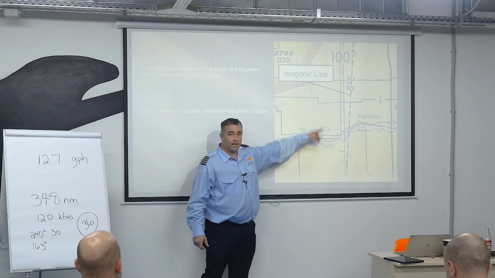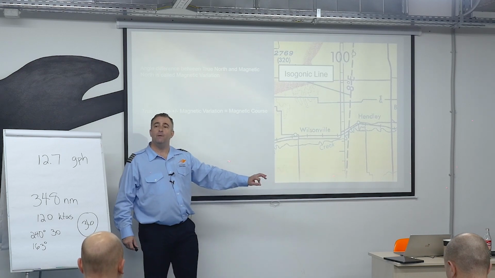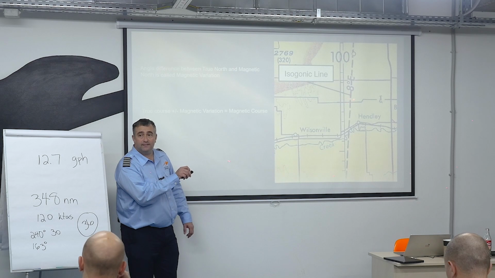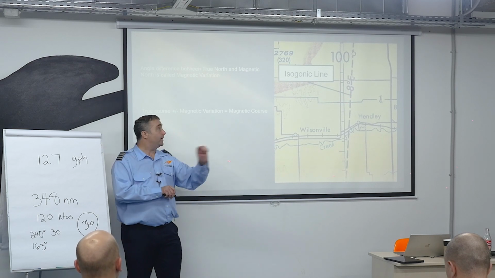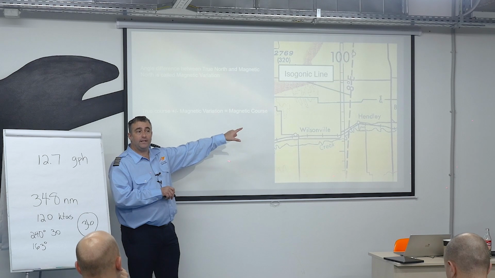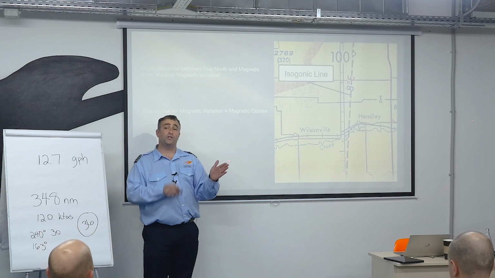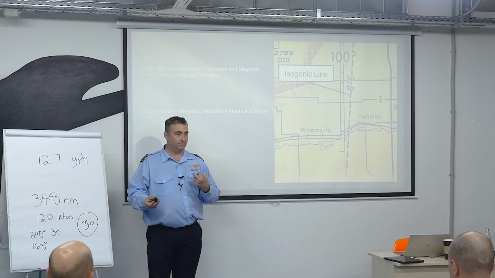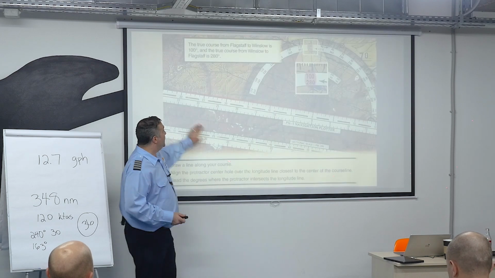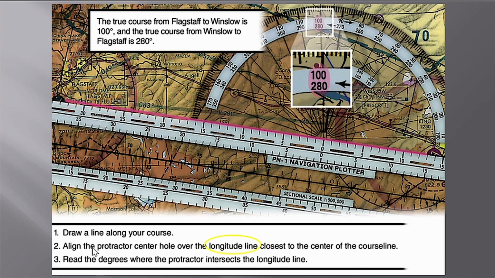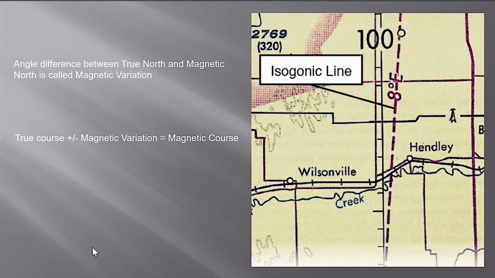So I got to use that isogonic line and I adjust. The memory aid is east is least, west is best. Follow me for a minute. If I have 8 degrees here, east is least means from true to magnetic, I subtract 8. So if my true course was 100 degrees, I would just subtract 8. So it would be 92 magnetic. That's the difference in this area. That's why it's an iso, same, gonic line of magnets.